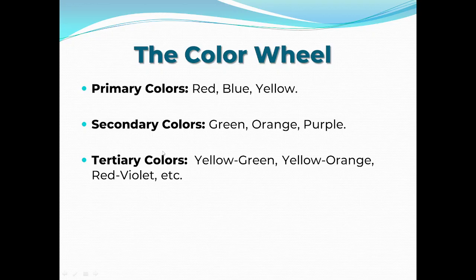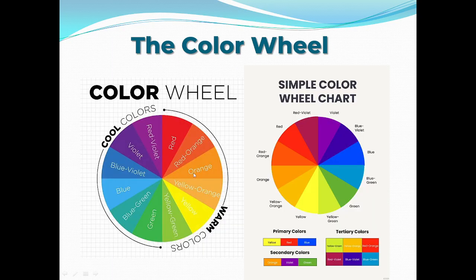The third category of colors is tertiary colors. Examples are yellow-green, yellow-orange, red-violet. They are not really commonly used, unlike the primary colors and the secondary colors. That's why they are tertiary colors. So let's look at them on the color wheel.